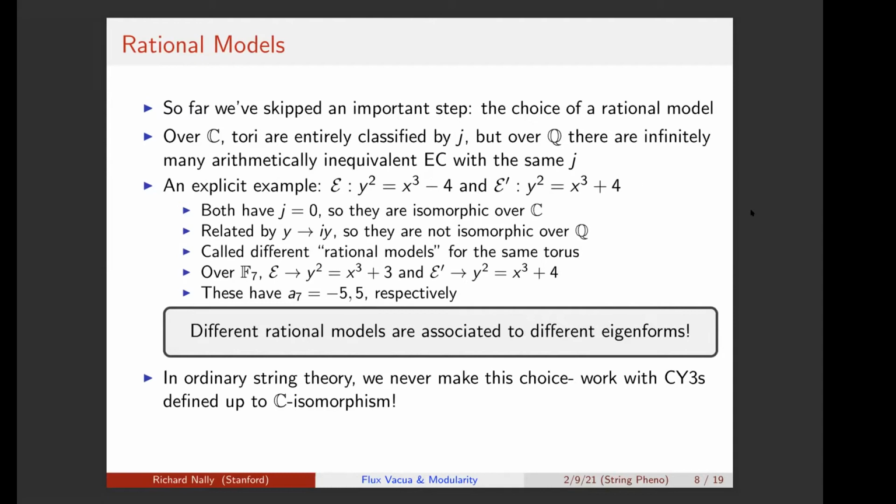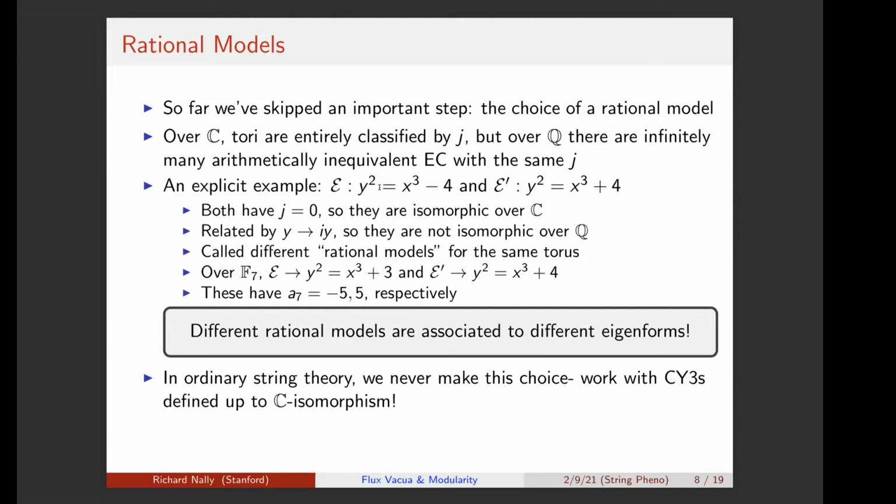We've skipped an important step so far, which is the choice of a rational model. So over C, which is how we're used to thinking, tori are entirely classified by their J invariants. There's only one torus with fixed J, which is the same as fixed tau. There is a torus with tau equals i. But over Q, there are infinitely many arithmetically inequivalent elliptic curves with the same J.